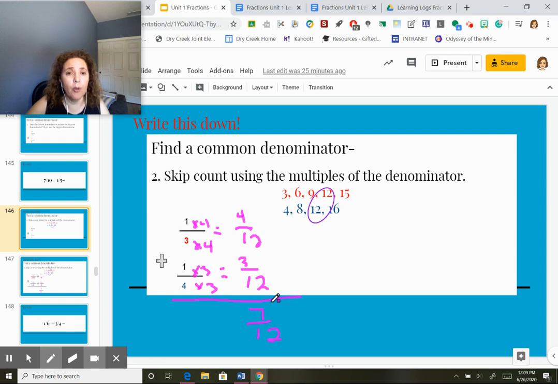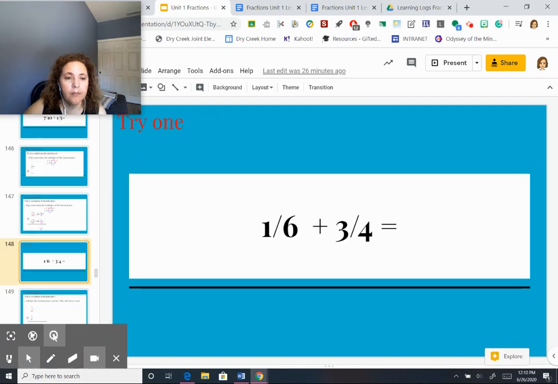So go ahead and stop the video and write down this way, please. And remember to put the multiples of the first fraction's denominator on the top and then the multiples of the second fraction's denominator at the bottom, and then ring them together. All right, so try this one by yourself. Now again, if you look, does 4 go into 6? Nope. So you're going to have to find the least common denominator.